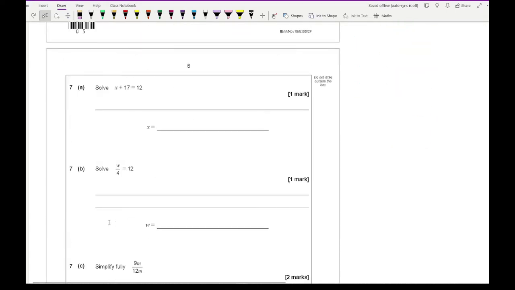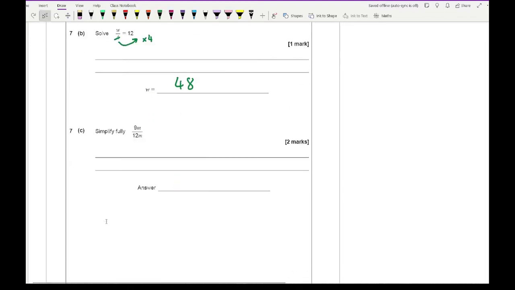Now moving on to the next question. This looks at solving equations. So here we want to get x by itself. So what do we need to get rid of? The 17. So I take away 17. And so 12 take away 17 gives me minus 5. Question B, I want to get rid of the 4. What's the 4 doing? It's dividing. So to get rid of it, I need to multiply. So I've got W equals 12 times 4, which is 48.